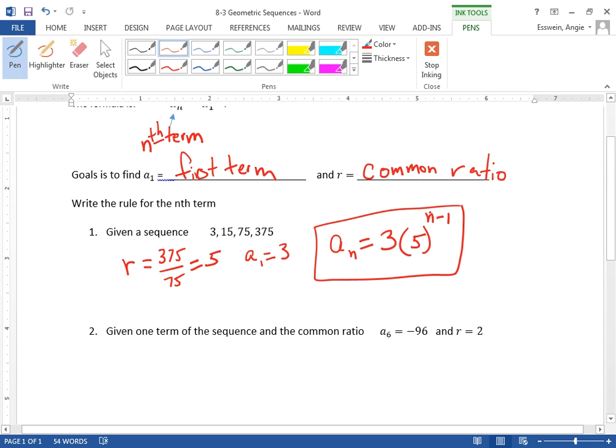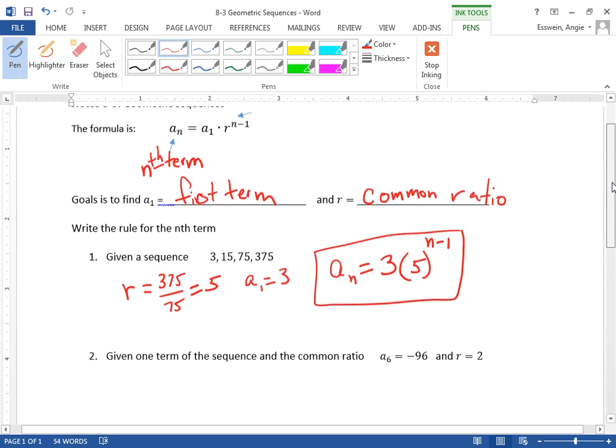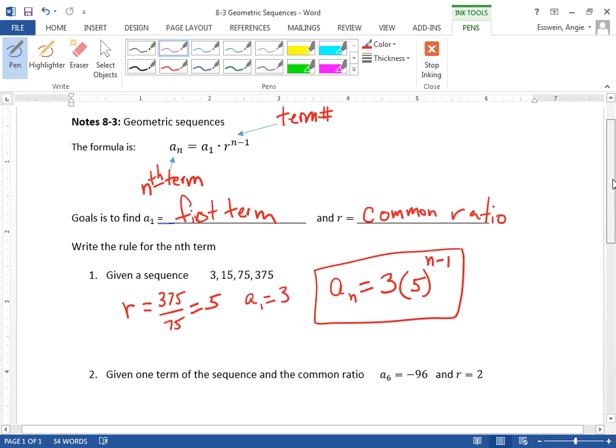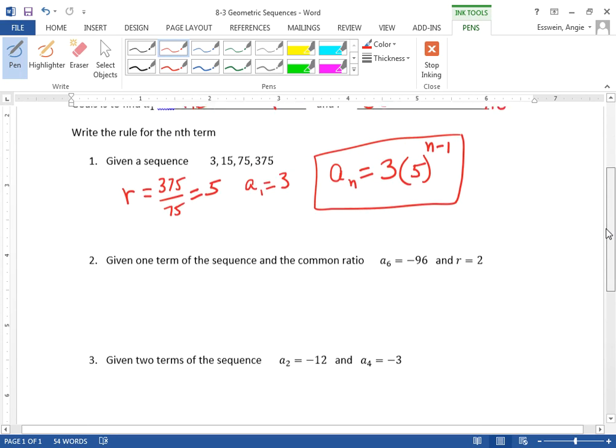And then for 2, you're multiplying 3 by 5 once. For 3, you're multiplying 3 by 5 twice. For 4, you're multiplying 3 by 5 3 times, etc. So hopefully that formula makes sense. It makes it easy to remember if it makes sense.